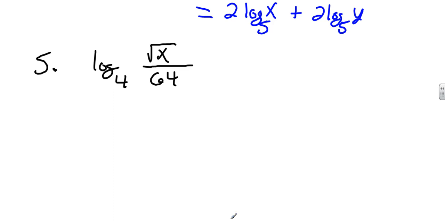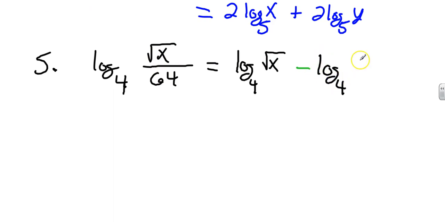Okay, one part here that's a little tricky, one part that's hopefully not a little bit tricky. We've got the log of the square root of x over 64, and this one's base 4. So you have the log of square root of x base 4. Because it's the division, that becomes a minus problem. So you've got the log of the square root of x minus the log of 64, and both of those are base 4.